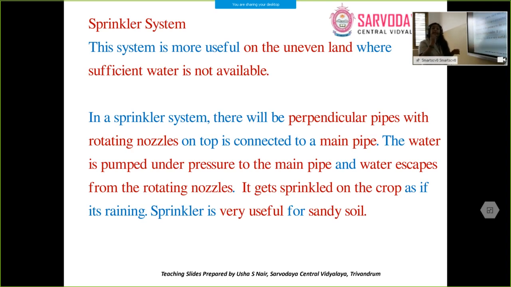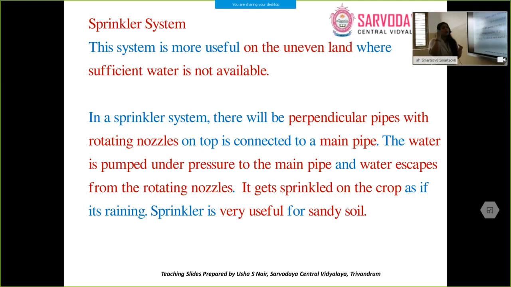On that it has rotating nozzles on top, connected to the main pipe. You can just imagine a pipe, and on top of that we have a nozzle which rotates. Only when that rotates, the whole land, or whatever place they have placed the sprinkler system, will water the plants. The water is pumped under high pressure.